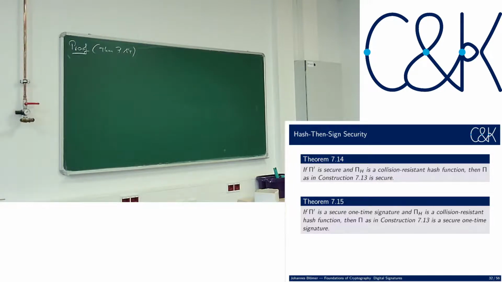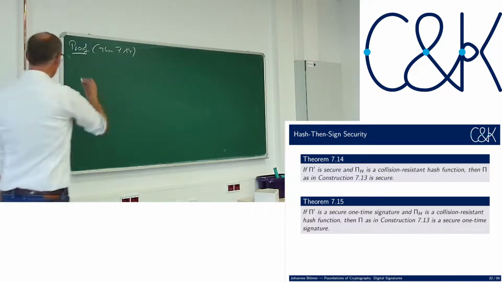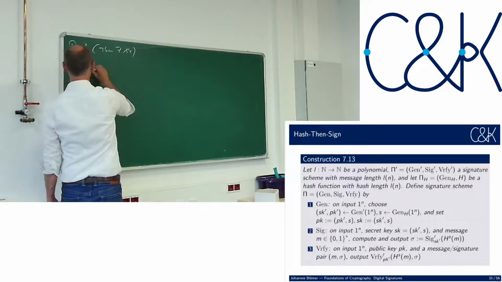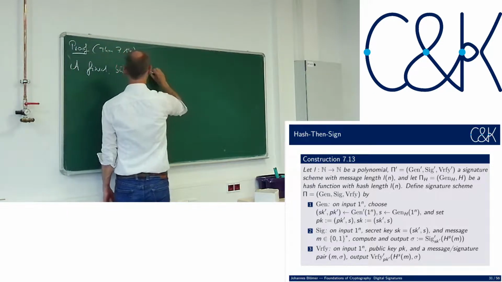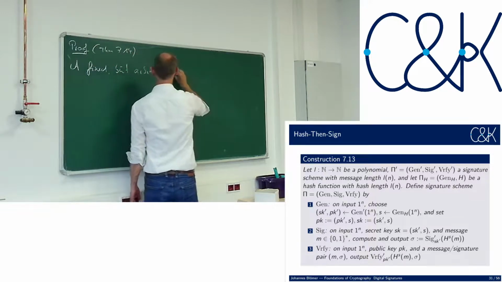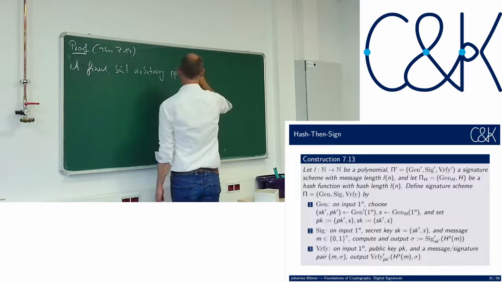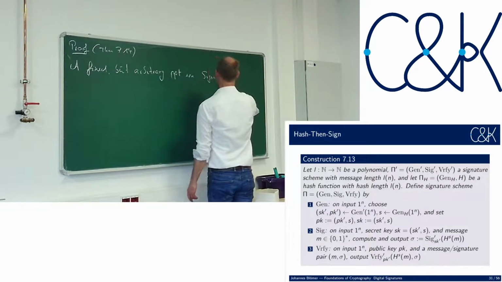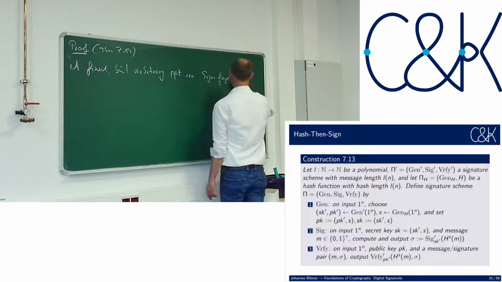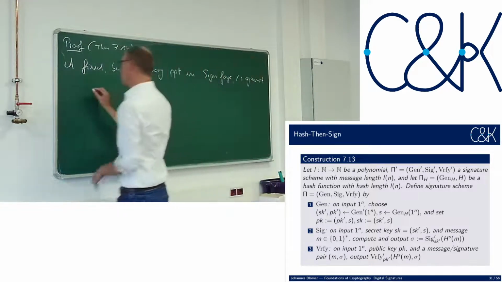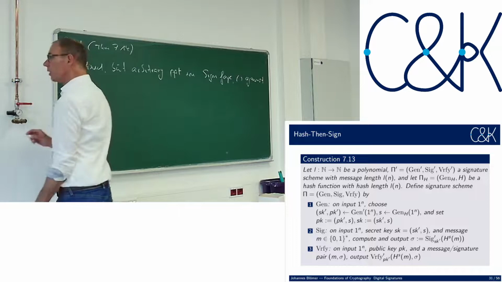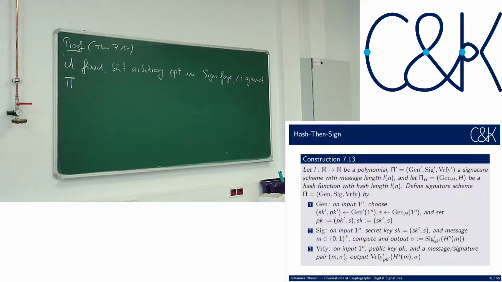The way we do this is the following. So A obviously is fixed. But arbitrary PPT, in sign forge against pi, the new signature scheme. Yeah?